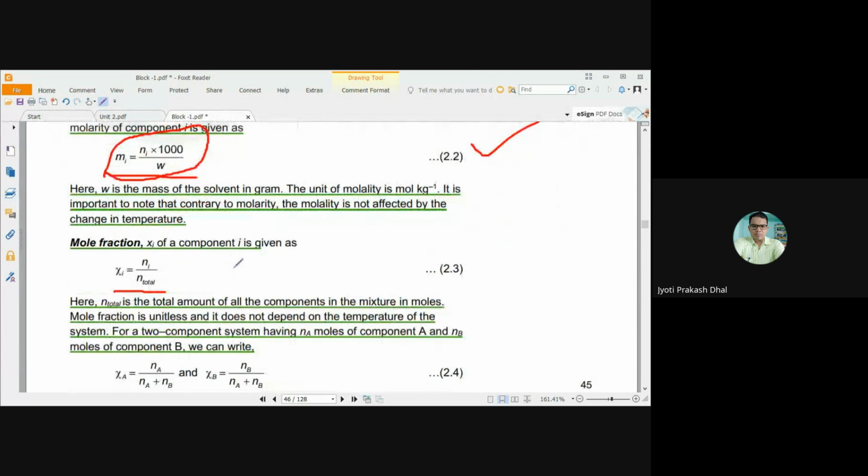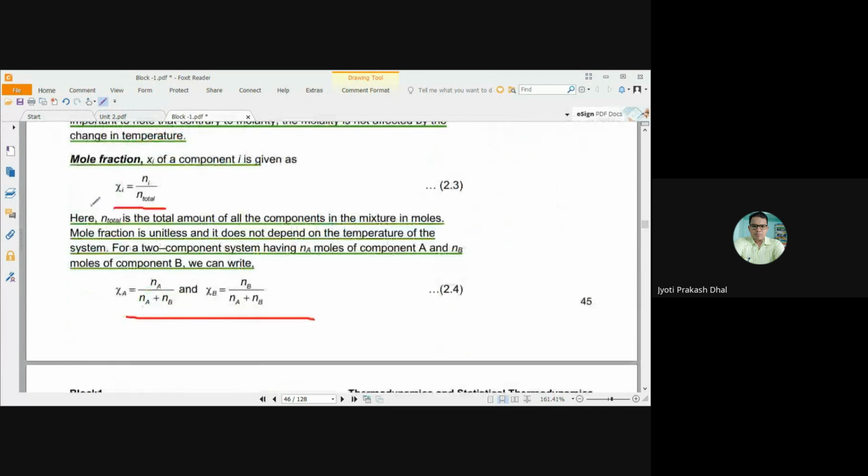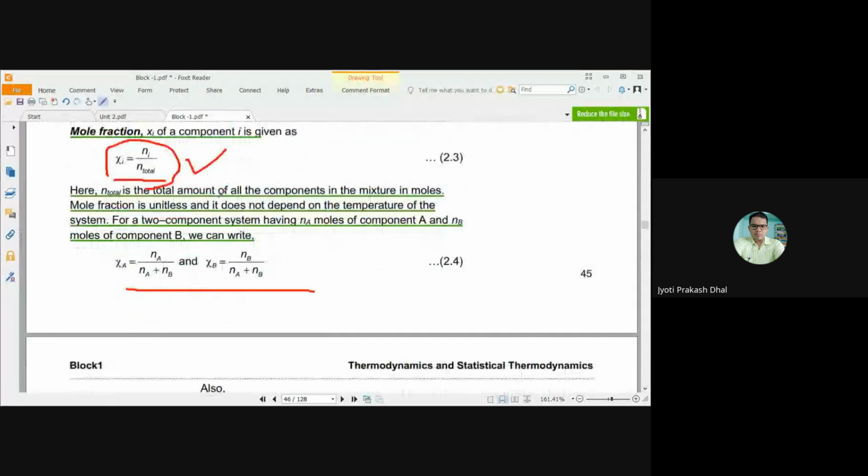It is important to note that, contrary to molarity, molality is not affected by change in temperature. Now coming to mole fraction. This type of expression is used if you want to prepare a solution having more than two components, and it is also applicable for a two component solution. The symbol of the mole fraction is chi, and in some books you can find that it is also expressed as x. So chi i, the mole fraction of the ith component, equals the number of moles of the ith component divided by the total number of moles of the solution or mixture.